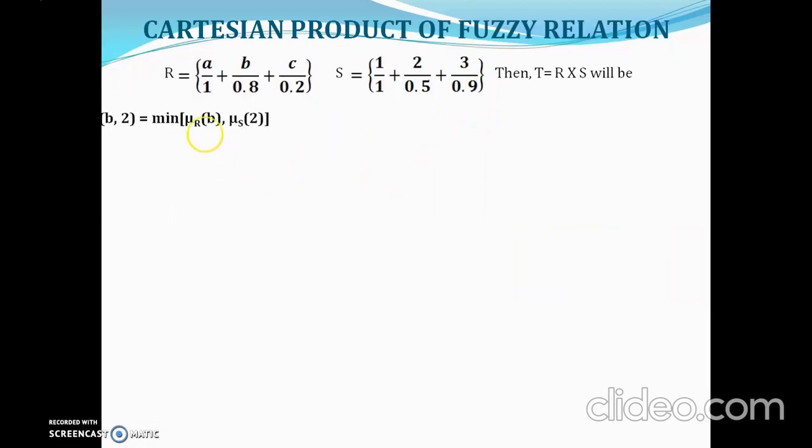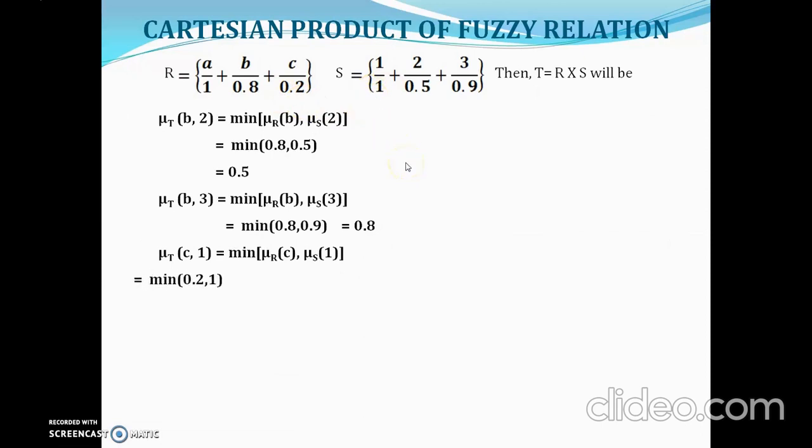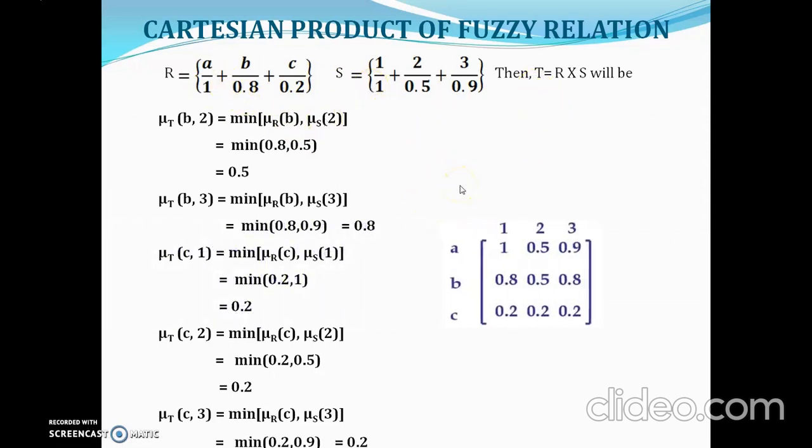We compute the remaining values. Compare B, 0.8, with the second component of S, 0.5, the value will be 0.5. 0.8 with 0.9, the minimum value will be 0.8. Take C, 0.2, compare with 1, the value will be 0.2. 0.2 with 0.5, the value will be 0.2 again. 0.2 compared with 0.9, the value will be 0.2 again. So we got T, the Cartesian product of R cross S. The answer will be like this.